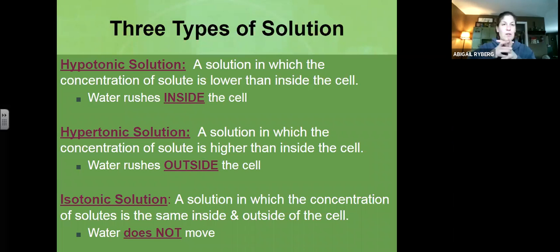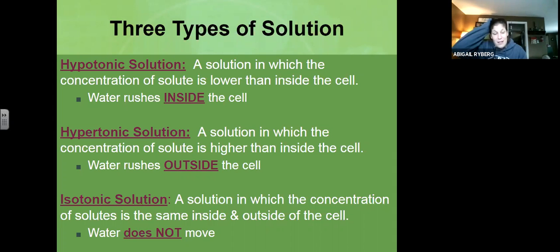So when we're looking at the solutions and the concentrations, we have names for them, of course. A hypotonic solution is a solution in which the concentration of solute is lower than inside the cell. With a hypotonic solution, the water is going to rush inside the cell. A hypertonic solution is a solution in which the concentration of solute is higher than inside the cell. And with a hypertonic solution, the water is going to rush outside of the cell.